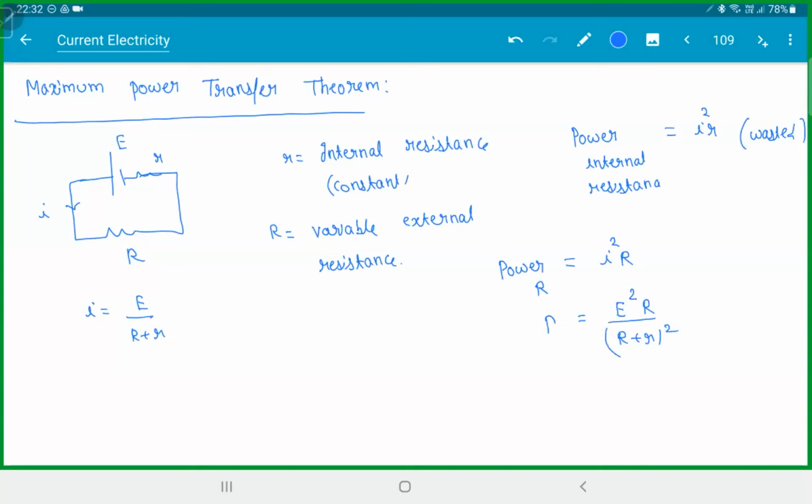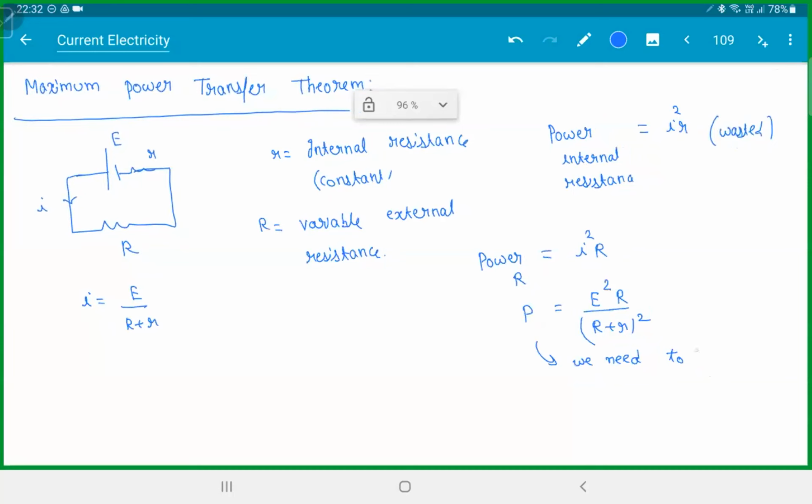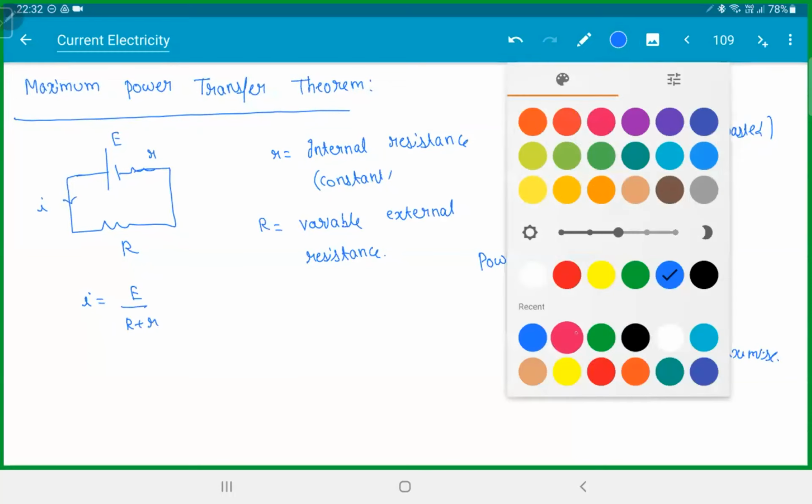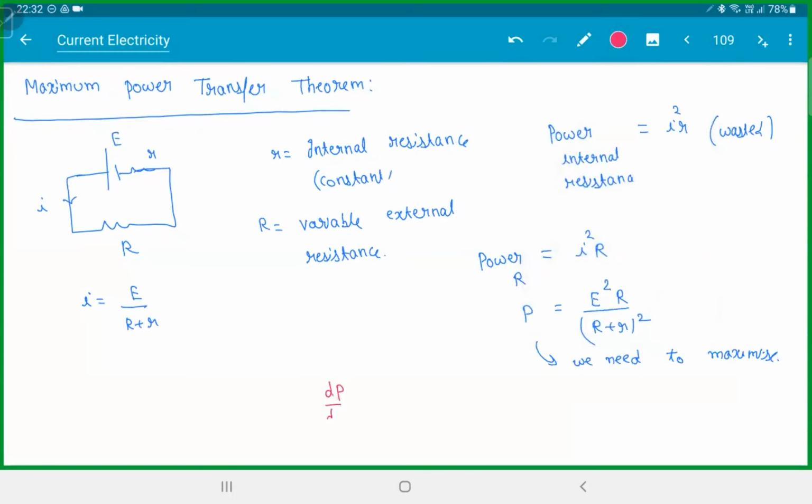So for different values of capital R, you get different powers. We need to maximize this. I want to find the value of capital R so that I get maximum power in the bulb. That is called the maximum power transfer theorem. We need to maximize this function, so dP by dR should be equal to 0. If you differentiate this, I will write the answer directly, you end up with R equal to r. So when the external R becomes equal to the internal resistance r, we get maximum power in the external resistance.